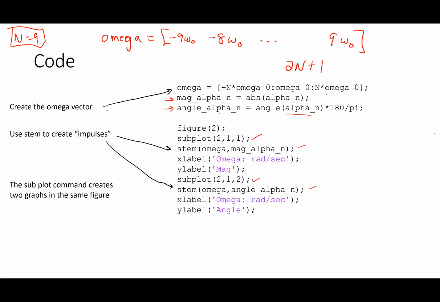But notice what I did here. The other thing I introduced last time is this thing called stem. What did I say stem did? That's my plot. Normally you would say plot of omega magnitude. What the heck is stem? What did I say was the difference between stem and plot?